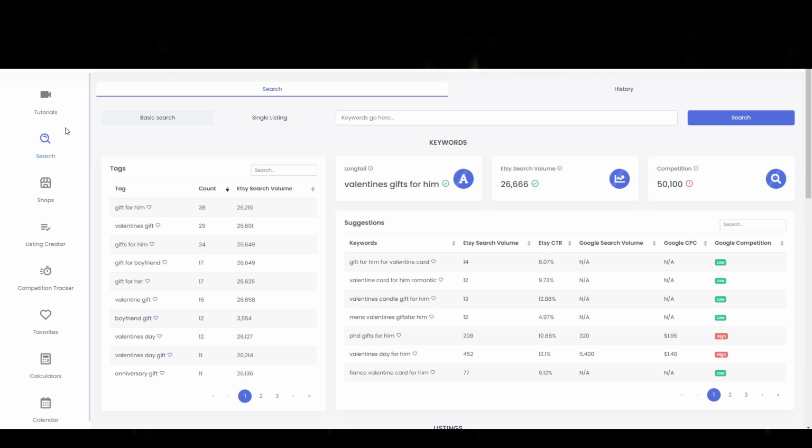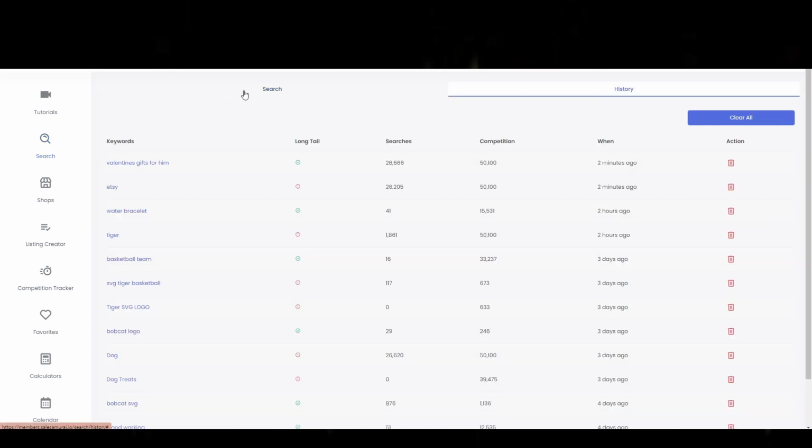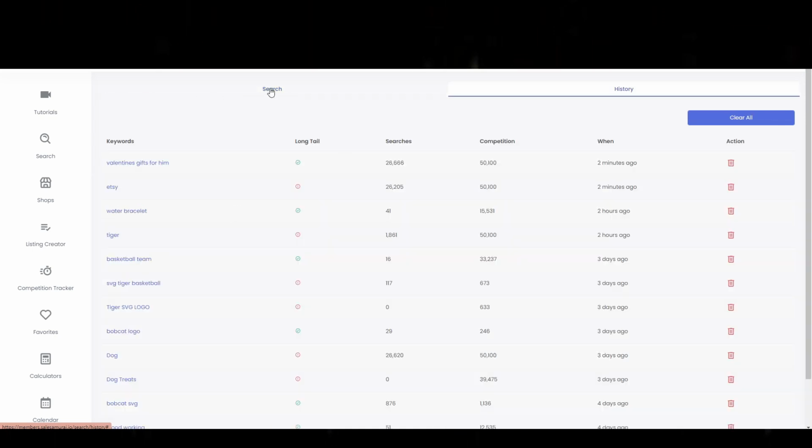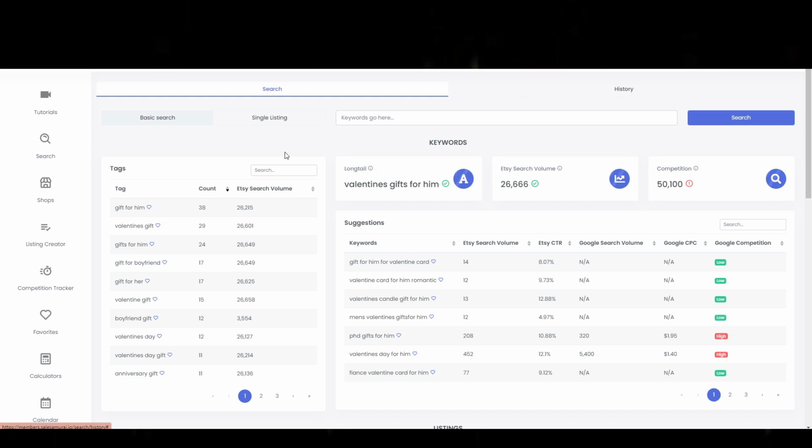On the left-hand side here, we have the search function. We have two available buttons here. We have the basic search and we have the single listing search. We also have our history search right here. Now, if you ever want to go back in time, look at your history, you have that available to you, so you don't have to actually wait for searches and things like that. But you can head over here and take a look at our basic search and our listing search.